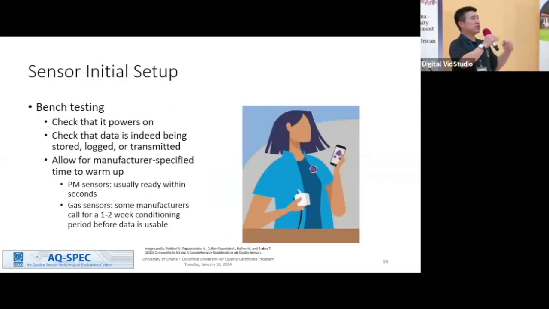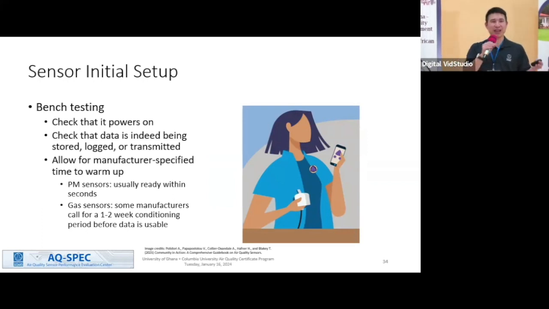For initial sensor setup, it's good to do what's called bench testing. Obviously check that it powers on and that the data is indeed being stored, logged, or transmitted. Also allow for whatever manufacturer-specified time for the sensor to warm up. For particulate matter sensors, this is typically a matter of seconds. But for gas sensors, some manufacturers tell you to let it sit for 1 or 2 weeks to condition to the local environment before the data is usable.